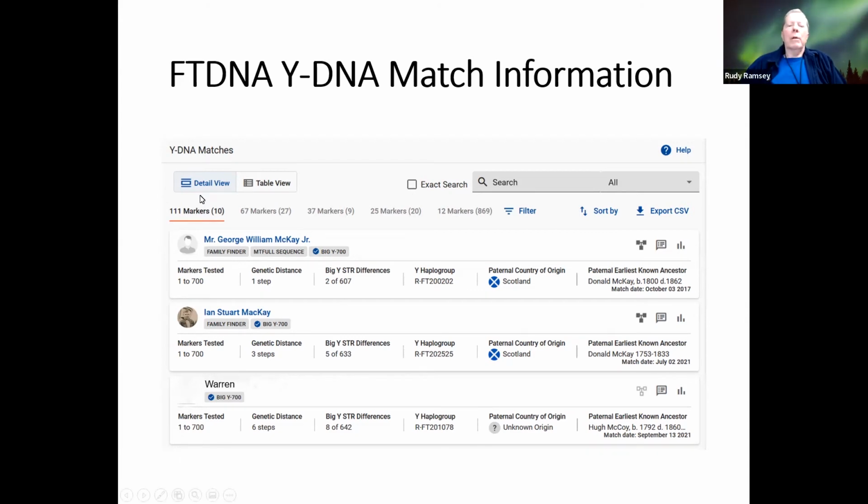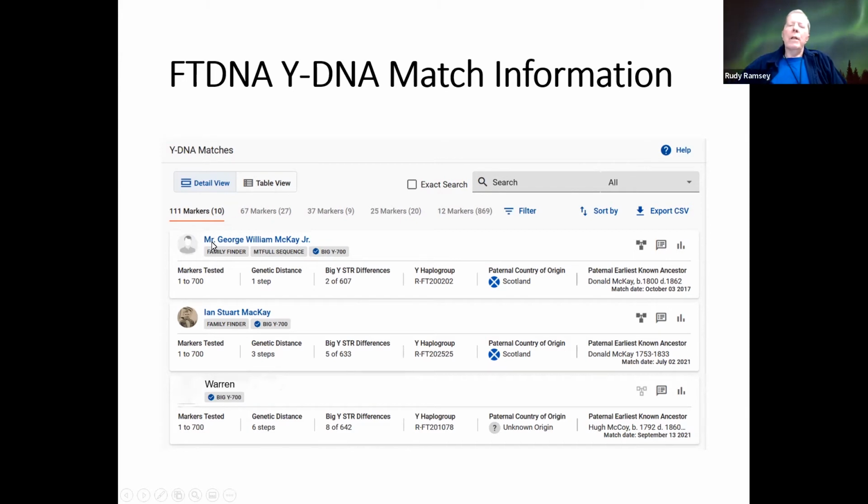Everything I'm going to be showing you is about 111, because our first step in doing our study was to bring one person from each of our 5 lines up to the best available test, which is not actually the Y111, it's the other one, the Big Y700, which also includes SNP analysis. But here's what you can see here.